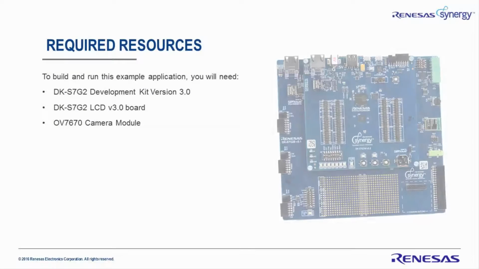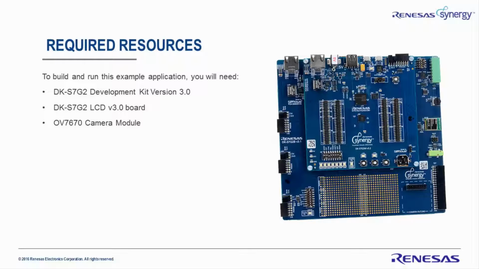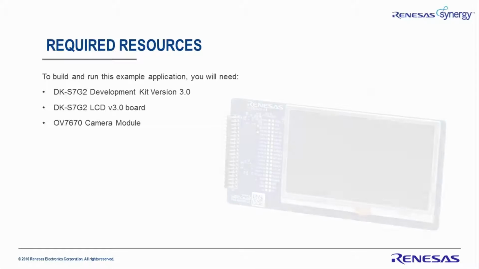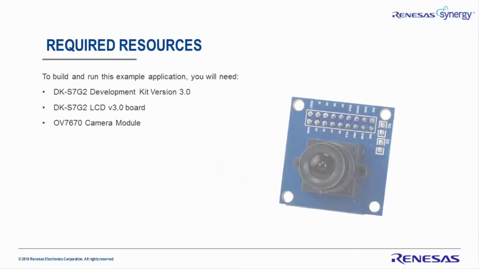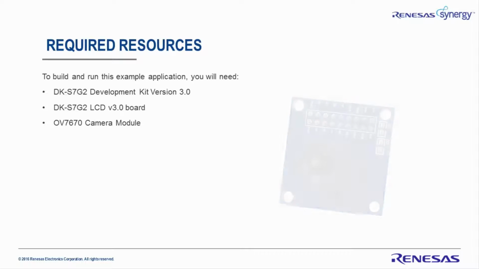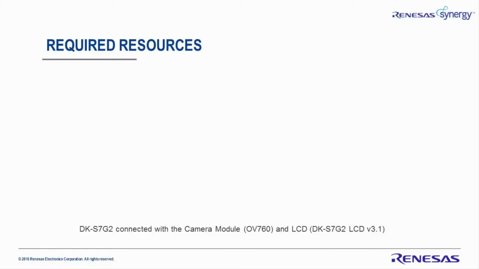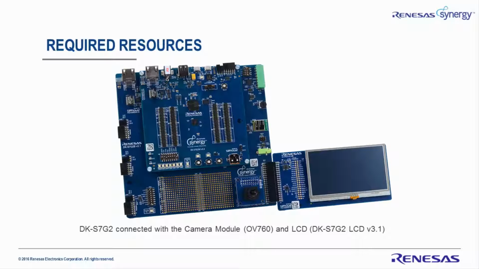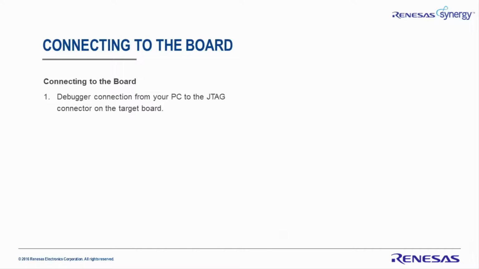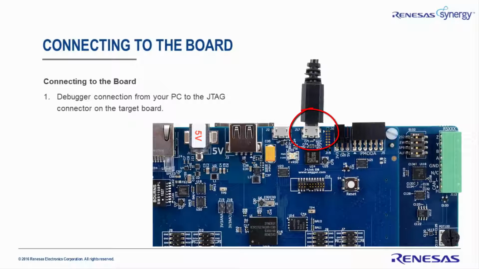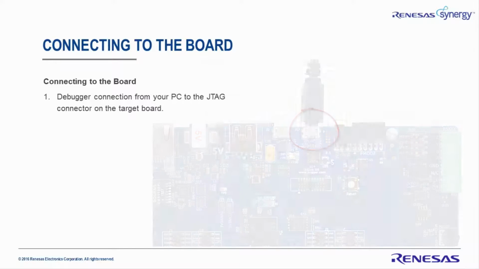To build and run the example application, you will need a DK-S7G2 Development Kit version 3.0. You'll also need a DK-S7G2 LCD version 3.0 board and an OV7670 camera module. The DK-S7G2 is shown here connected to the camera module and the LCD. To connect the board, you first want to connect the debugger connection from your PC to the JTAG connector on the target board.